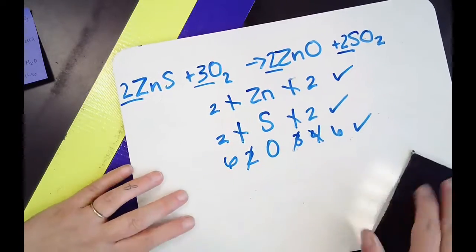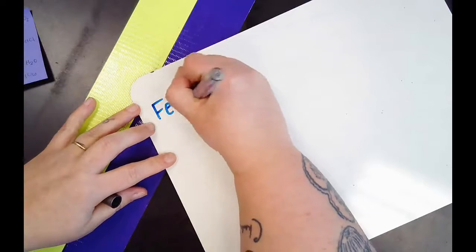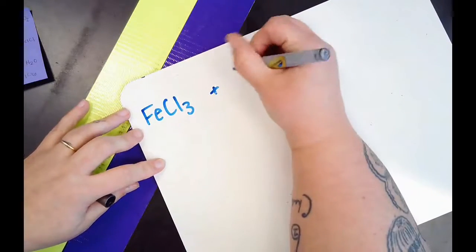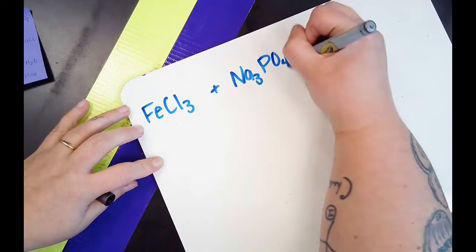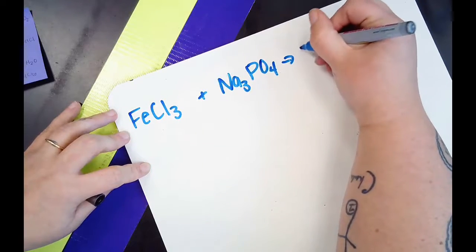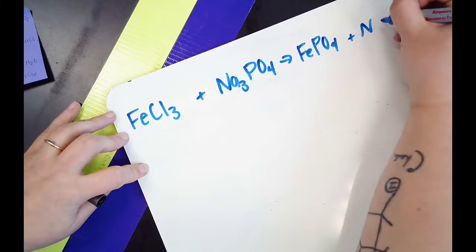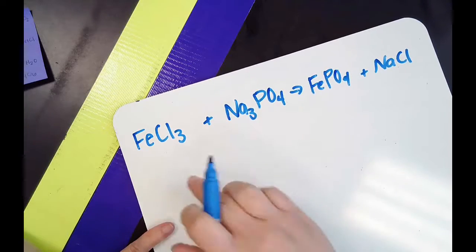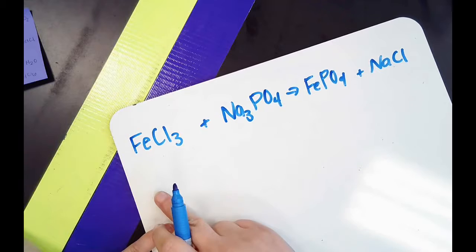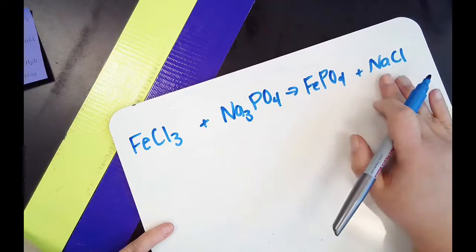The second equation that popped up on my random generator was this one: iron chloride plus sodium phosphate yields iron phosphate plus sodium chloride. Okay. So you can see that this equation is a lot like my last equation in that I have two compounds that are coming together to form two other compounds.